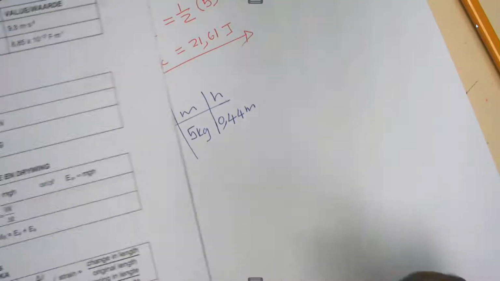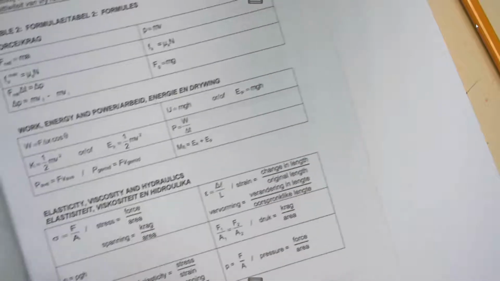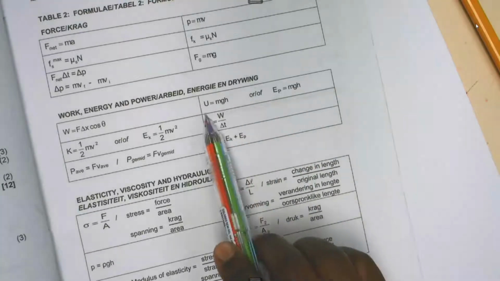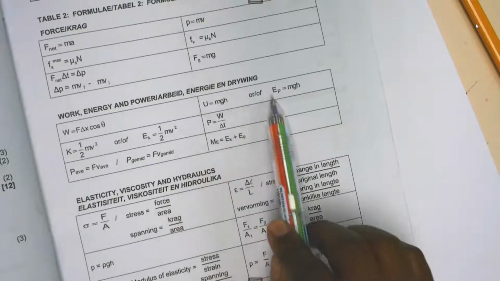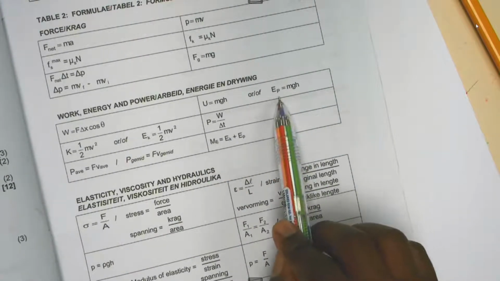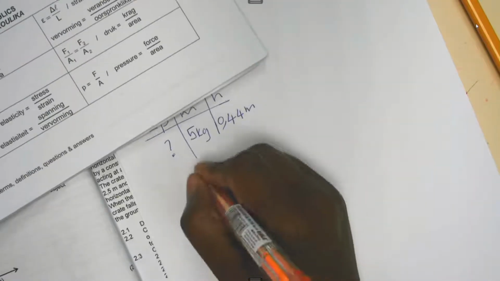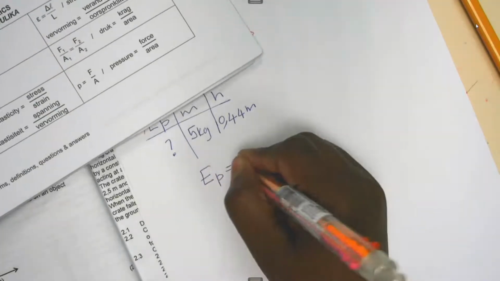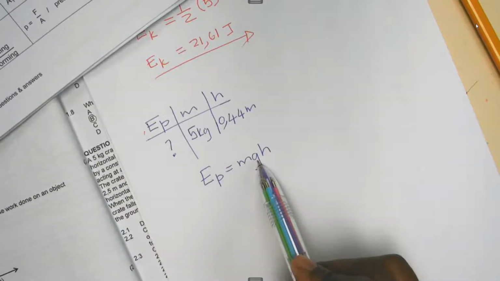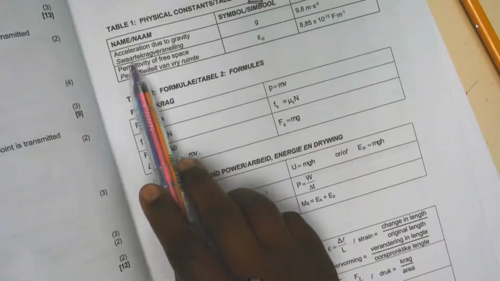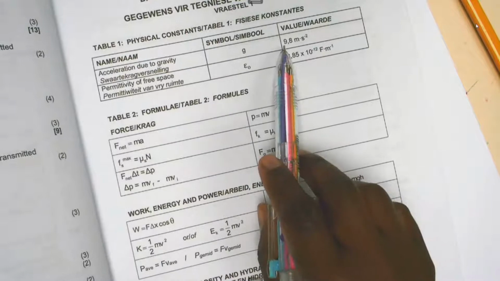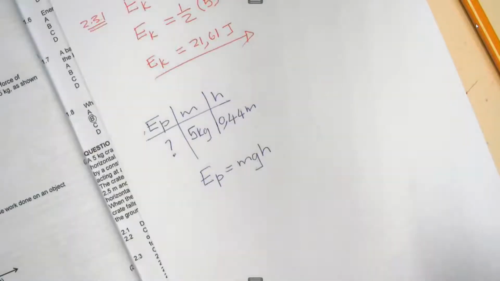All right, so we want to calculate EP. Sometimes you can use U. I'm so used to using EP, so I'm not going to change. I will stick to using EP. So EP is equal to mgh. And g in this formula is the gravitational acceleration or acceleration due to gravity. It is a constant. The value is 9.8 meters per second squared.